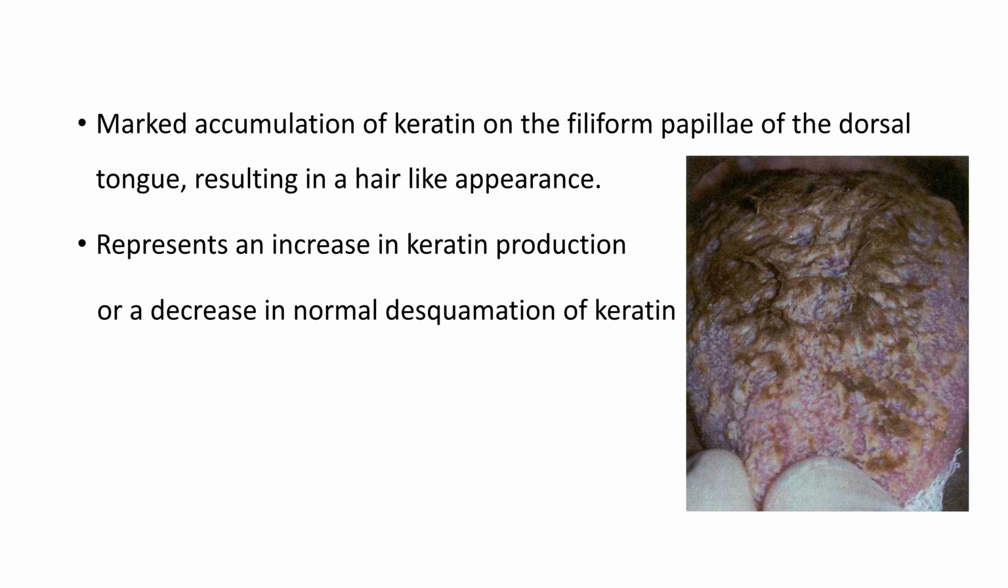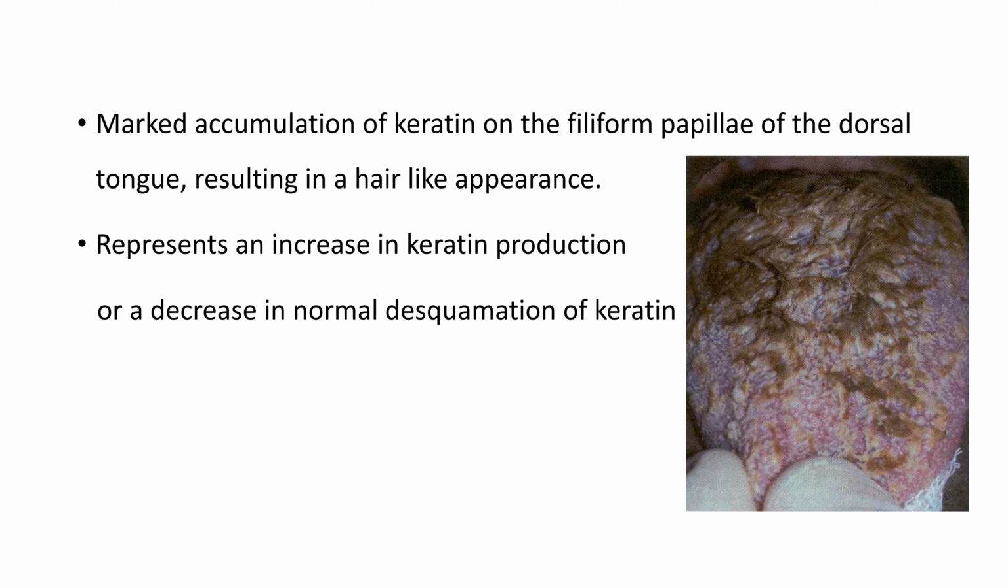Hairy tongue is characterized by a marked accumulation of keratin on the filiform papillae of the dorsal surface of the tongue, resulting in a hair-like appearance. In the picture you see on the dorsum of the tongue there is a brown color and a hair-like appearance. Those are basically filiform papillae, but there is more accumulation of keratin. So it represents an increase in keratin production and a decrease in normal desquamation of keratin.